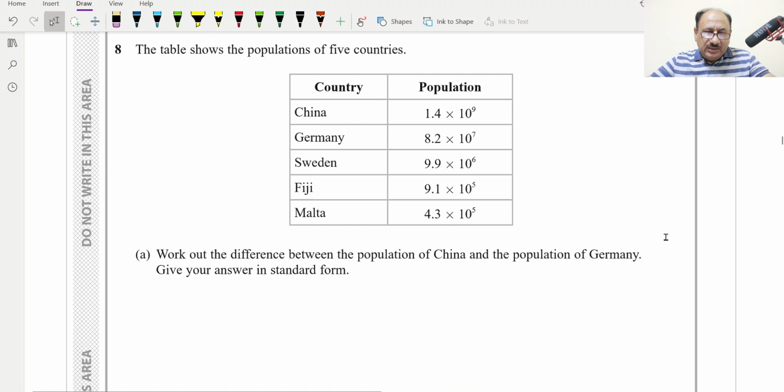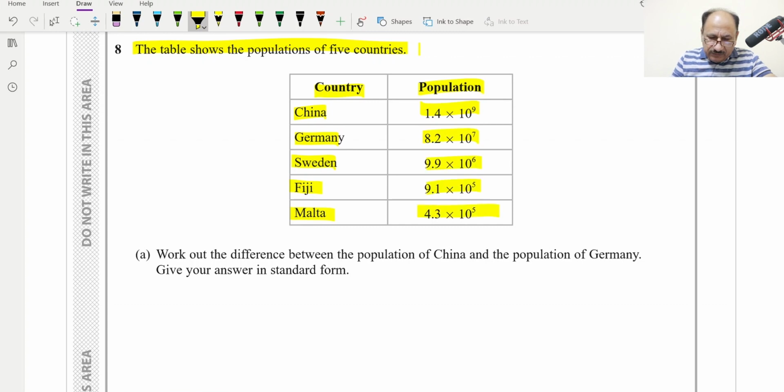Now question number 8. The table shows the population of 5 countries: China, Germany, Sweden, Fiji and Malta, and these are their populations. Work out the difference between the population of China and the population of Germany. Give your answer in standard form. So the population of China is 1.4 into 10 raised to power 9, minus the population of Germany, which is 8.2 into 10 raised to power 7.